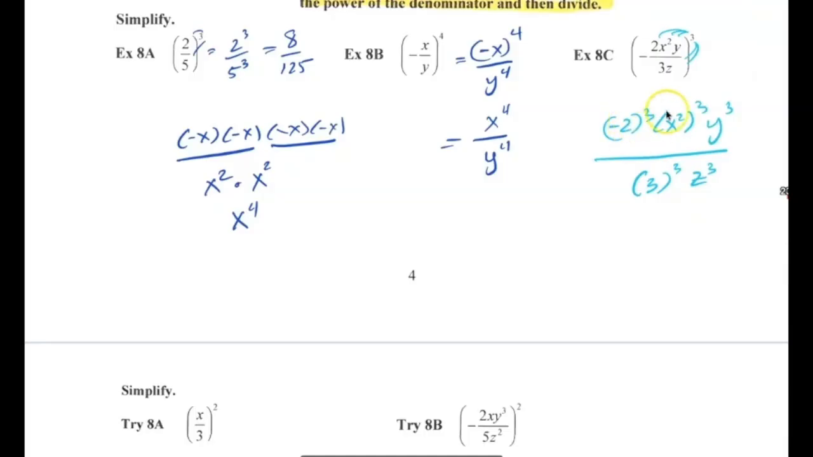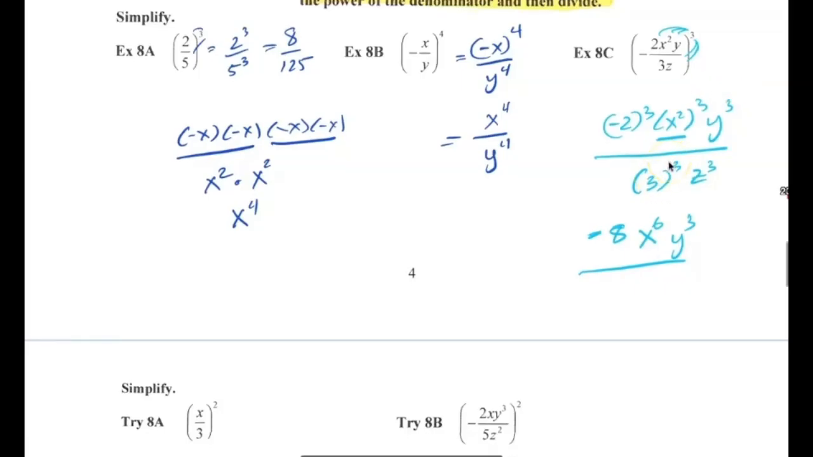Now, this is an odd power. It will stay negative. Negative 2 to the third is negative 8. x squared to the third. Remember, in this case, power to a power, you multiply them. x to the 6, y to the third. 3 cubed is 3 times 3, which is 9, times 3, which is 27. And then z to the third. And that would be my answer to that one.